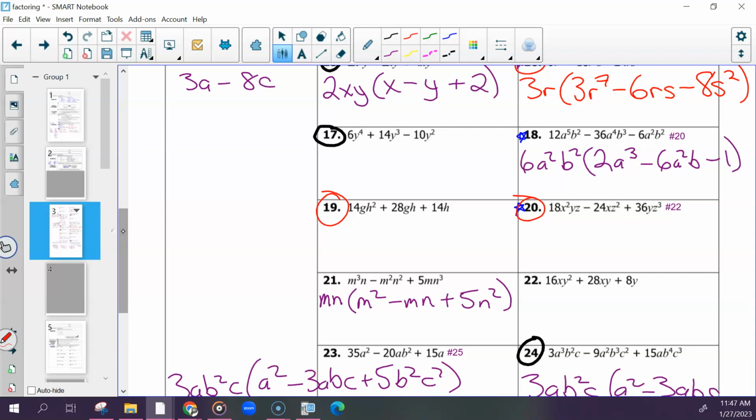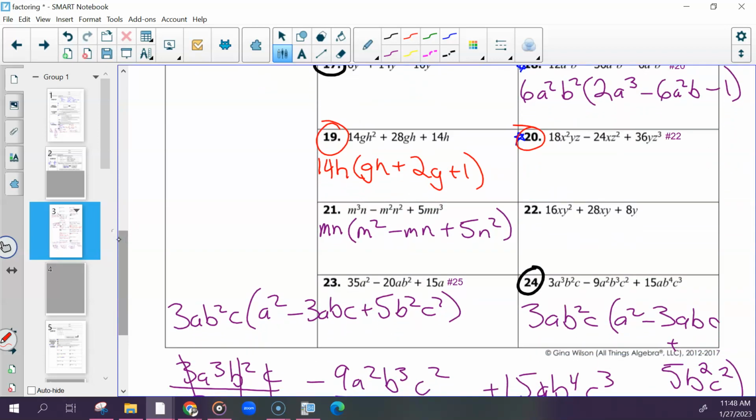14. Can we divide out any variables? H. And what would be left? 1. GH plus 2G plus 1. Questions on that one? Okay. And then 20, highest number we can divide out of each.